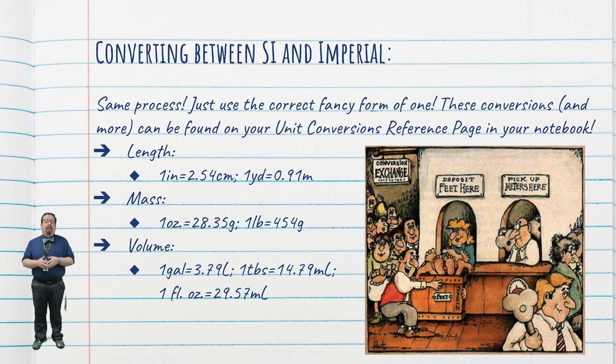For instance, if I wanted to convert from pounds to grams, I'd put the conversion factor of 1 pound equals 454 grams into a fancy form of 1 with the pound on bottom and the 454 grams on top. We'll do some examples of these in class as well.